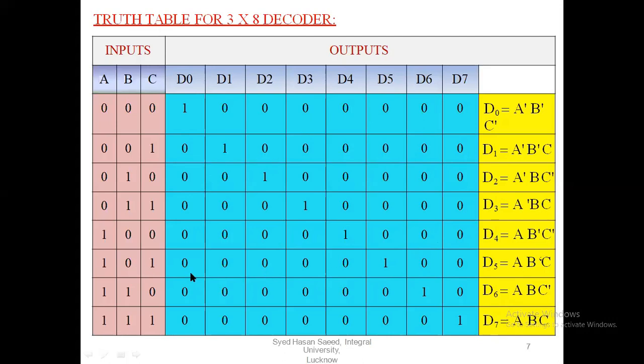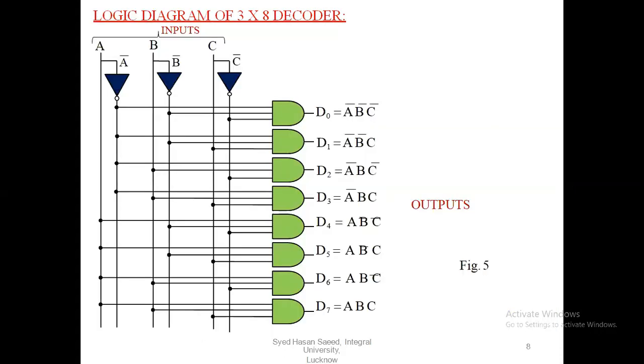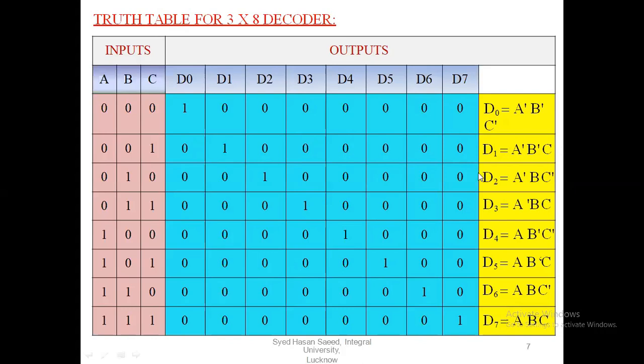And 101. So at D5 only we have to place 1, remaining all are zeros. That is D5 is equal to A, B bar, C. And 110: at D6 only we have to place 1, so D6 is equal to A, B, C bar. And 111: at D7 only we have to place 1, remaining all are zeros. So D7 is equal to A, B, C. Based on these outputs, we will construct the logic circuit diagram.